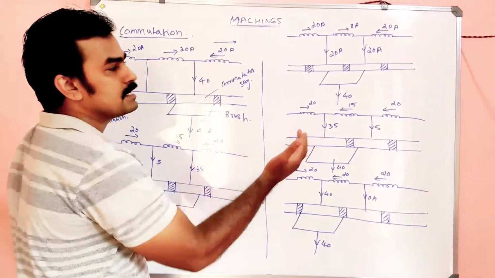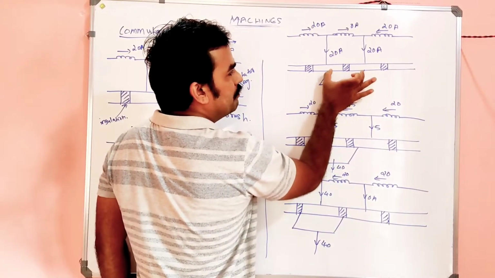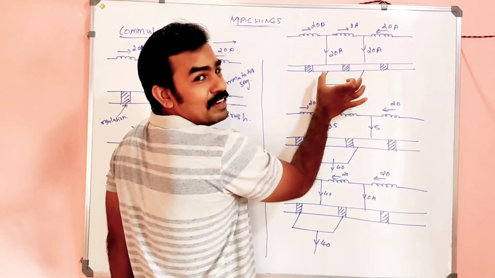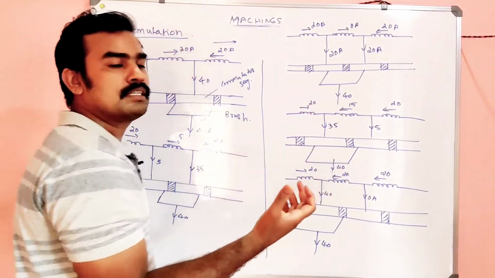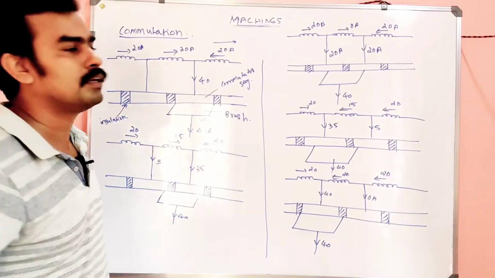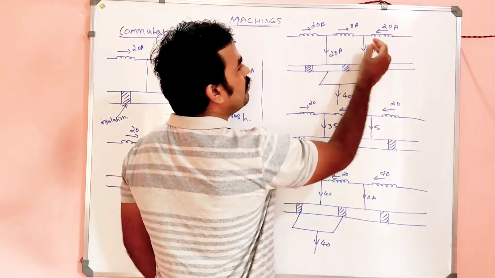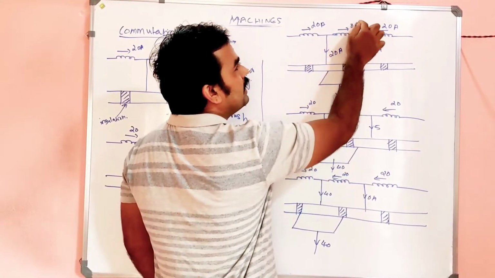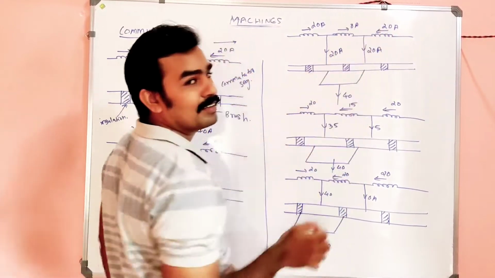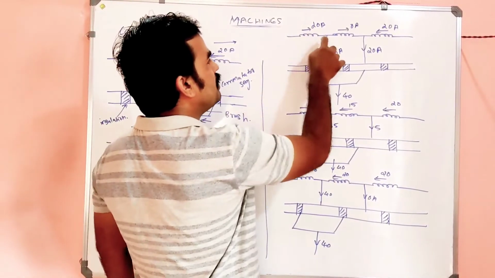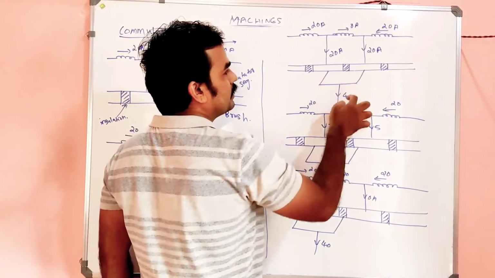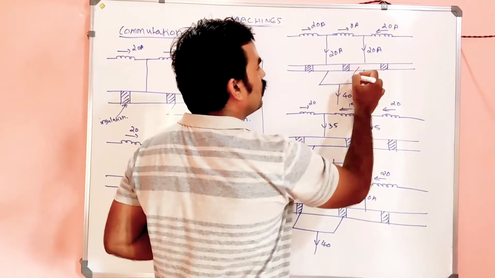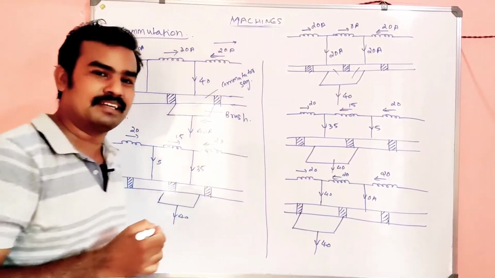And in the next case, the brush is exactly midway between these two commutator segments, correct? That means an equal portion will be shared by the brush to each of the commutator segments. So what happened, my dears? 20 will be the current, 20 will be the current, and here will be 0 current. Am I correct? This whole 20 will come here, this whole 20 will come here, and it will be collected here, and the whole current collected will be 40.